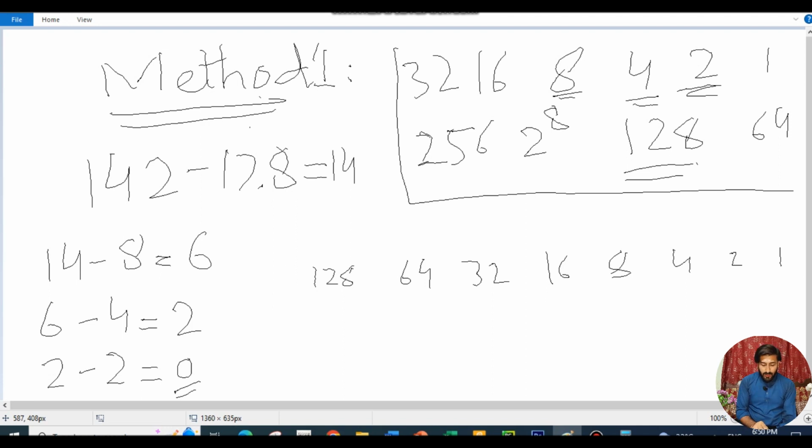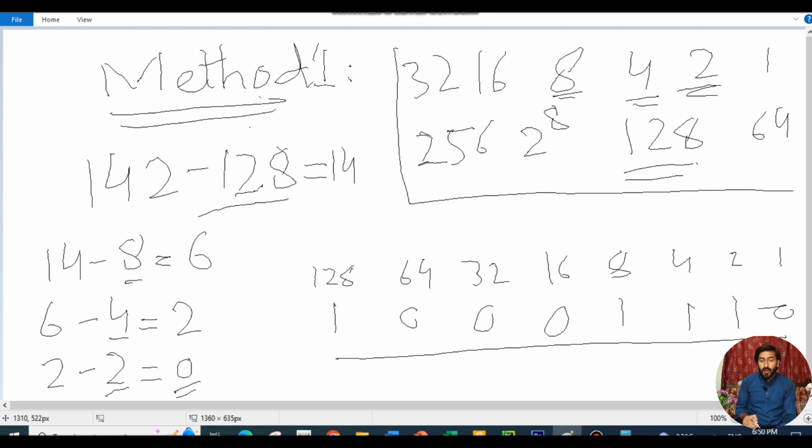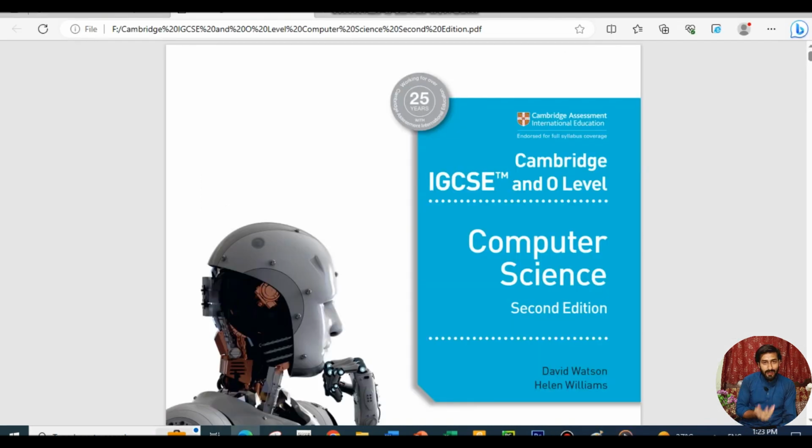So I have 128 which is involved in the subtraction. I will turn this one on. Then I have 8, then I have 4 and 2. I have turned these bits on and the remaining bits will be turned off. This is how we got this binary from our original denary value, which was 142.